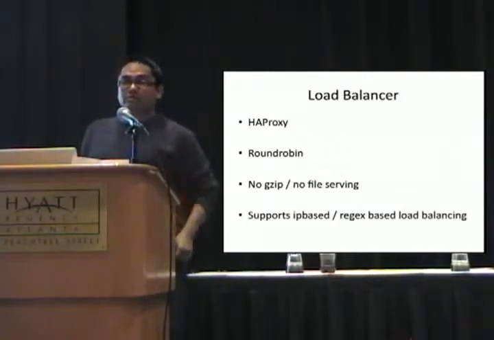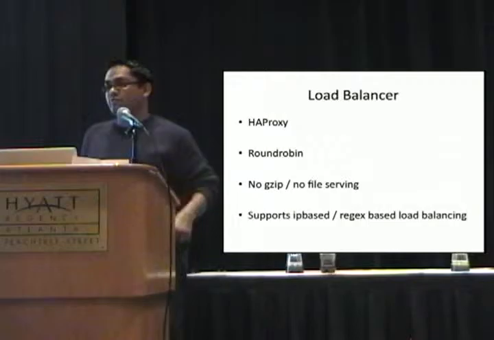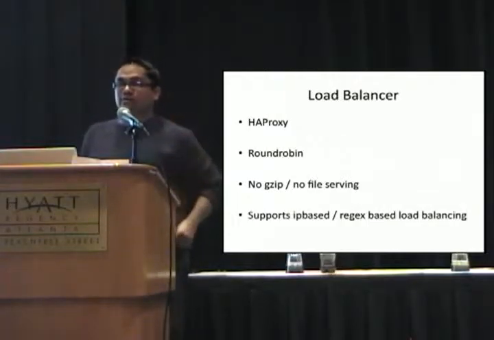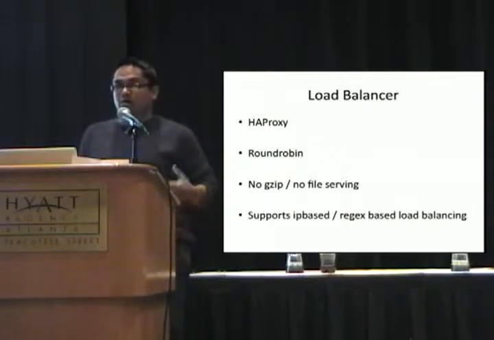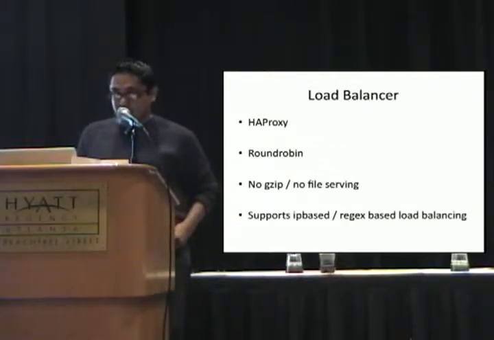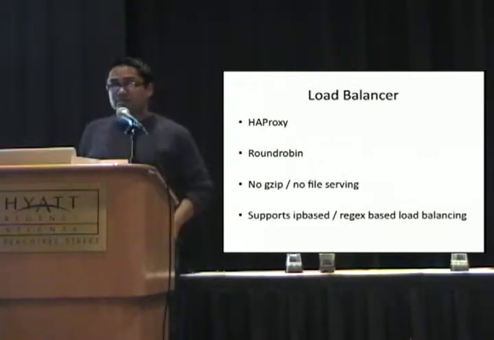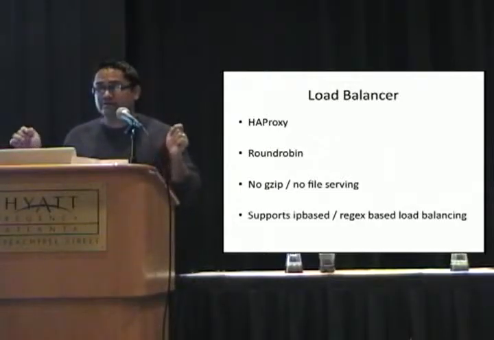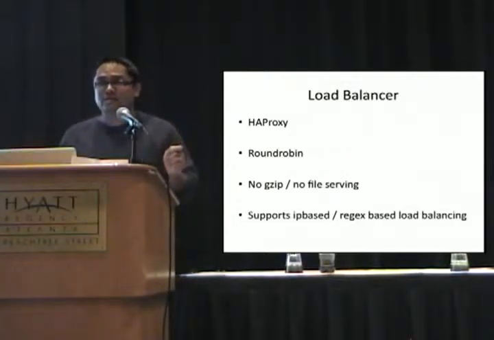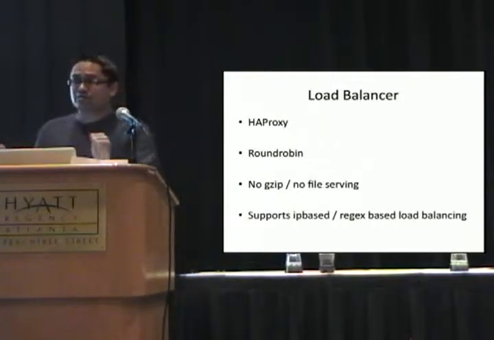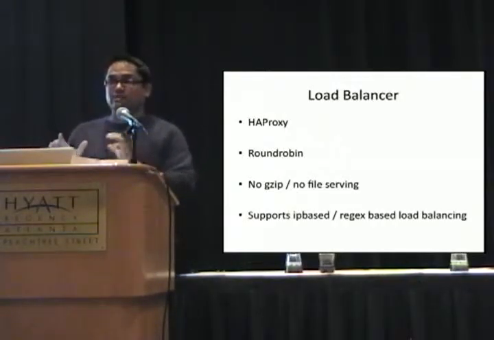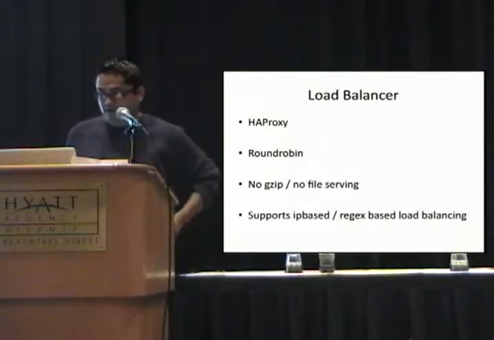We use round robin in most cases. There are a few cases where we need to redirect requests to only a few servers. In that case, we use IP-based or regex-based load balancing. The good thing about HAProxy is it's a very simple thing. It's a load balancer, and that's what it does. It does not care about gzipping a request. It does not know how to store static files. It just load balances, and it does it really, really well.